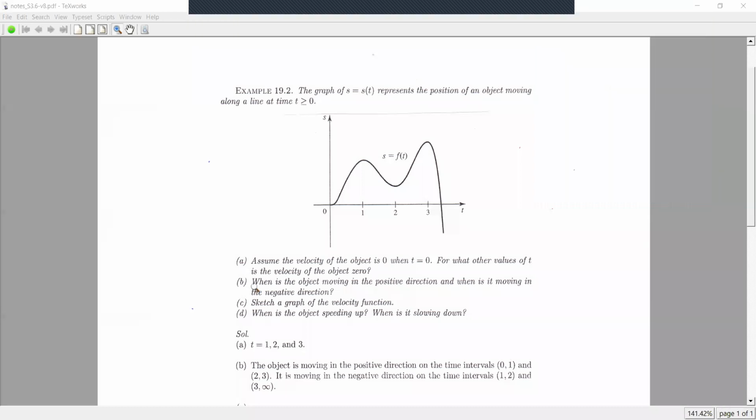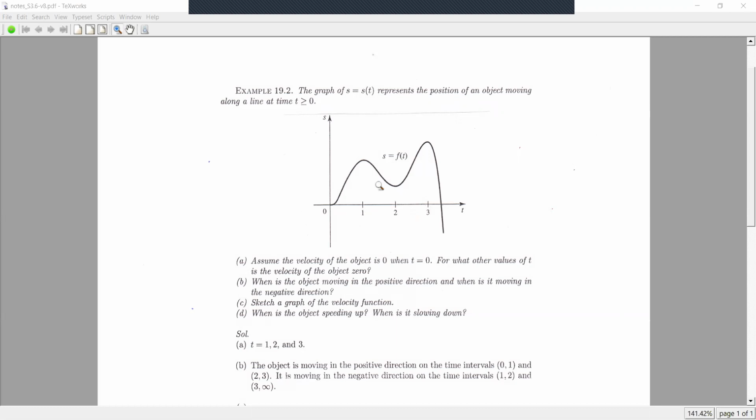Part B. When is the object moving in the positive direction, and when is it moving in the negative direction? Between 0 and 1, all the tangent lines have positive slopes. So between 0 and 1, the object is moving in the positive direction. Similarly, the object is moving in the positive direction over the time interval from 2 to 3.